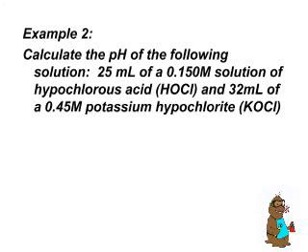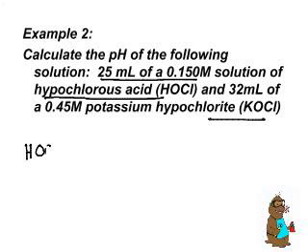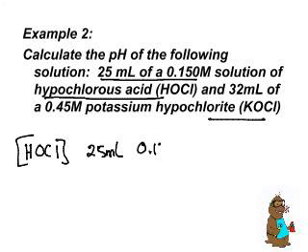Okay, calculate the pH of the following solution. Now we're going to use the shortcut method because it's better. Better is shorter and good. Now I think this is a buffer, but we've got to double check. What have we got? We've got hypochlorous acid, HOCl. We've got 25 milliliters, and it's 0.150 molar. If you use the M times V mole thing, how many millimoles is that? 3.75 millimoles.